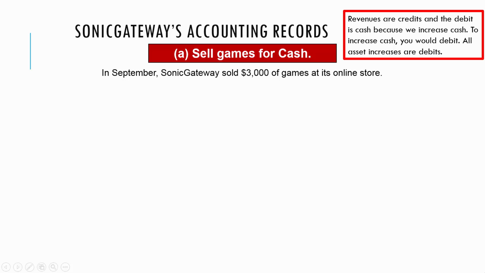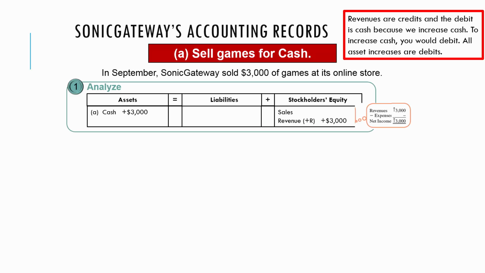Let's go through some transactions. Just like we went through the transactions for the balance sheet, we go through transactions for the income statement. They sold 3,000 of games on their online store. And these games are going to be sold for cash. Again, revenues are credits. Now the other thing is going back to our relationship in which we said if assets increase, then we need an increase on the other side, or we need a decrease here so it offsets the 3,000. We know this is revenue.